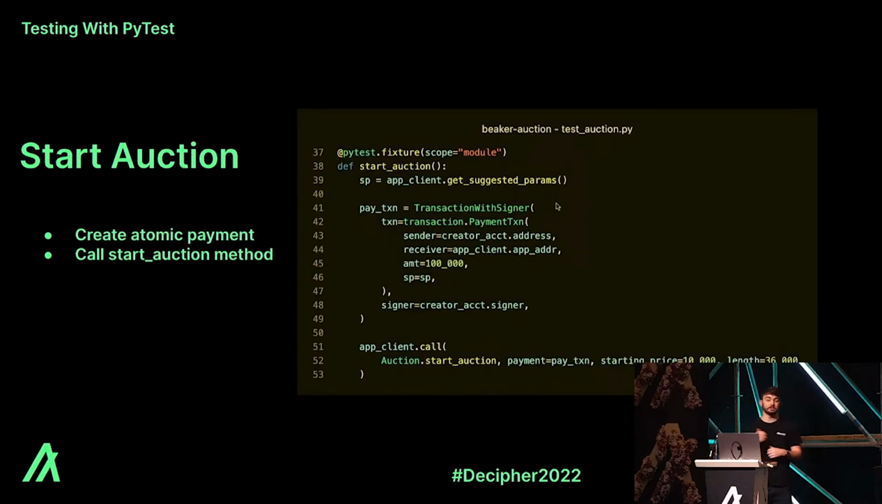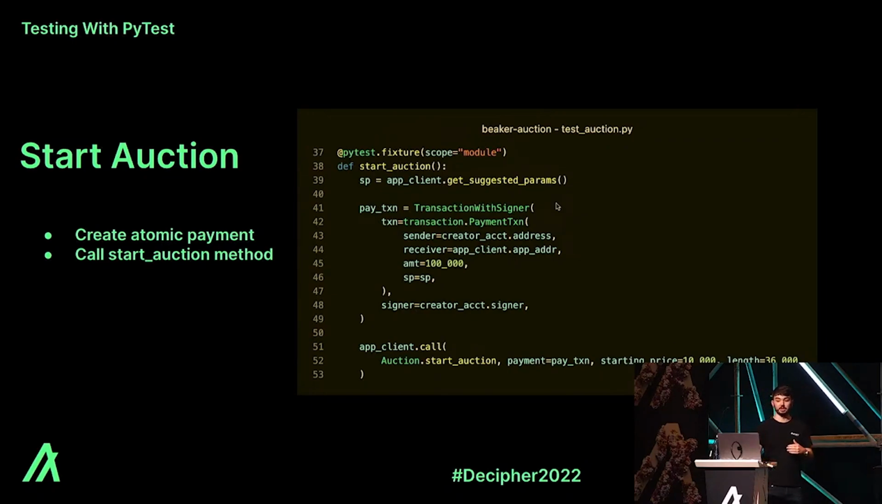Okay, so this is our second fixture. This is going to be initiating the start auction function. What we're doing here is using our app client, and if you remember, this was a global variable, so this is coming from that first fixture. We're getting suggested parameters. When you make a transaction on Algorand, you get the suggested parameters, so you don't have to manually specify things like how long the transaction should be valid for and what the fee should be. The suggested parameters will calculate all of that for you. So we get that from the application client.